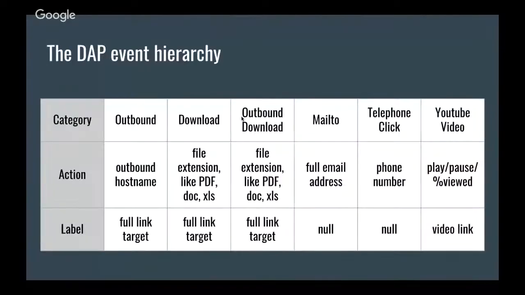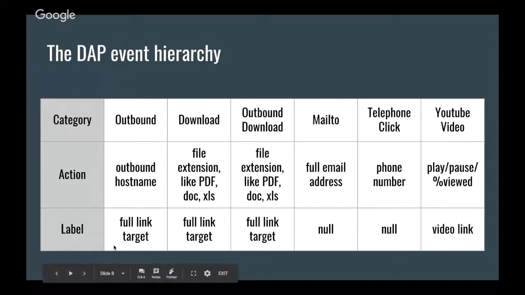So let's talk about how these play out in the hierarchy. If the category is outbound, that's literally the name you will see in the report. You'll see this in just a few minutes when I go to the interface and show you. The action in this case is dynamic. It's the outbound hostname. So if you're on NIH.gov and you have a link to OPM, the action would be the outbound hostname, meaning opm.gov.